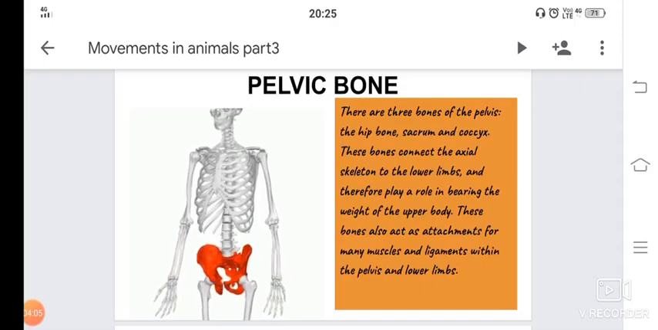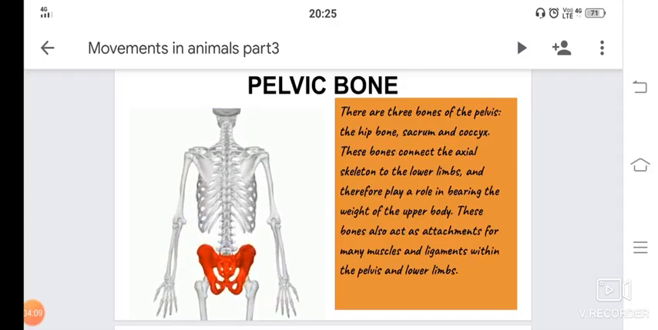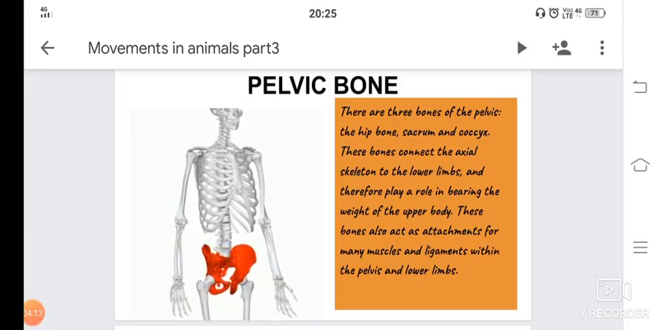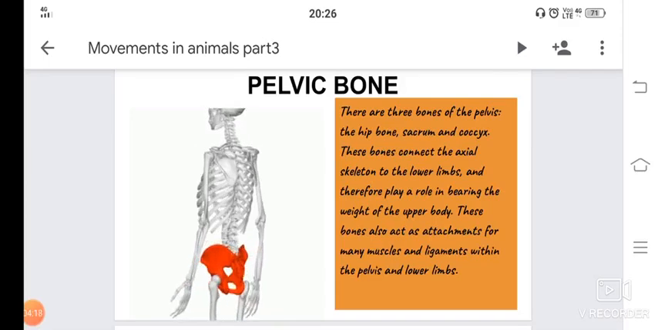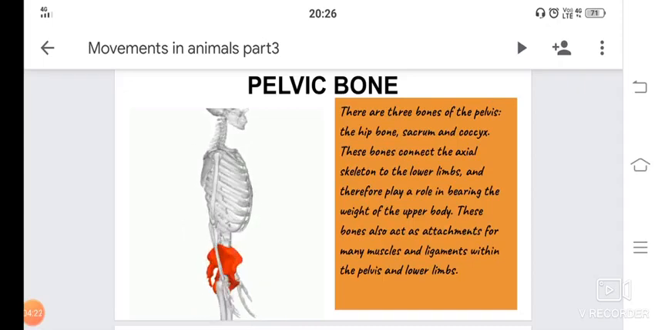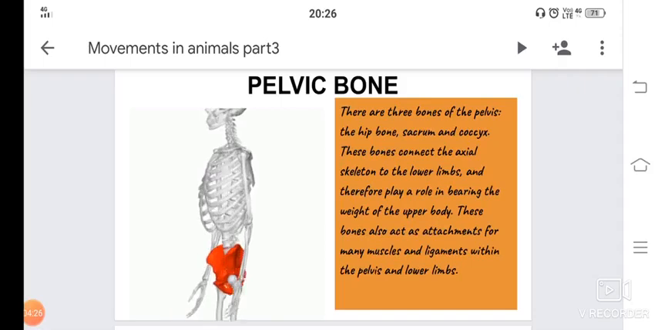These bones also act as attachment for many muscles and ligaments within the pelvis and lower limbs. Not only does it hold the upper part of our body, it also holds the thighs, and the muscles and ligaments attached to that. It also helps the lower limb. So it is the main bone connecting the upper body and the lower body.